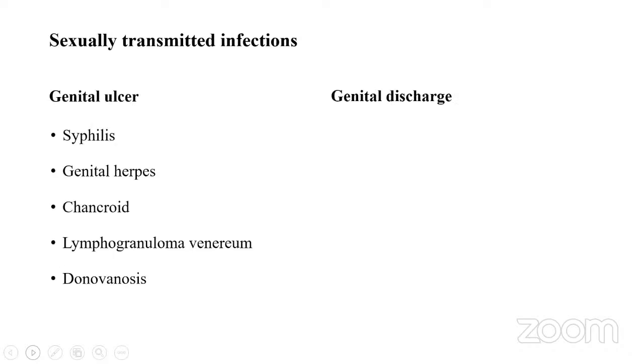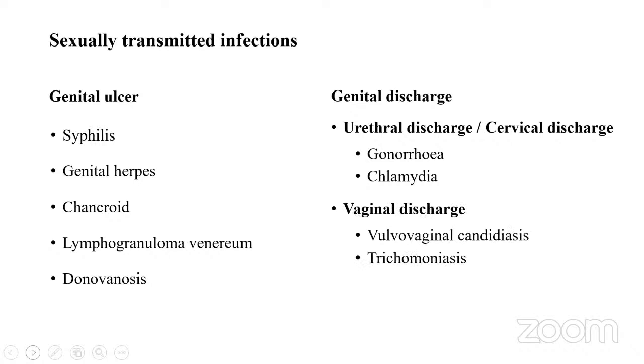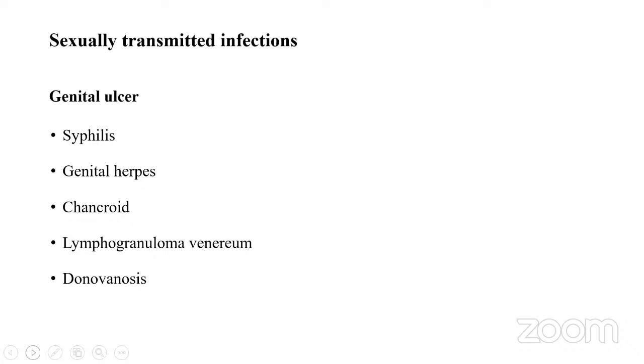In exams on sexually transmitted infections, there are two important topics which need to be covered. One is genital ulcer, the other is genital discharge. The more important causes of genital ulcers include syphilis, genital herpes, chancroid, lymphogranuloma venereum, and donovanosis. Genital discharge could be urethral or cervical discharge, more commonly caused by gonorrhea and chlamydia. Next is vaginal discharge, which could be caused by vaginal candidiasis or trichomoniasis. Today we will not be discussing genital discharge. We'll be discussing only genital ulcers.